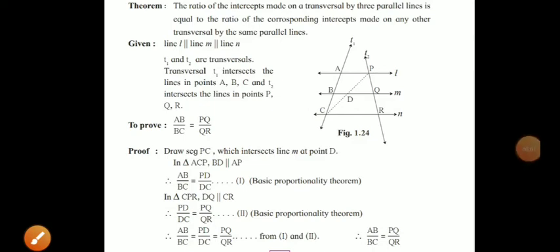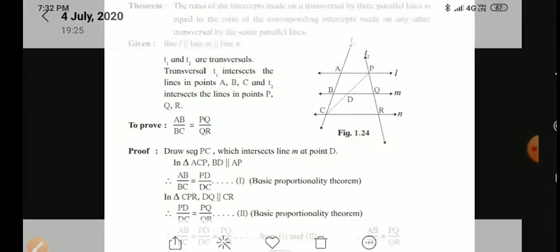Hello students, today's topic is 10th geometry, chapter number 1, similarity. This is lecture number 5. In the previous lecture we studied the theorems on the basic proportionality theorem and the angle bisector theorem.